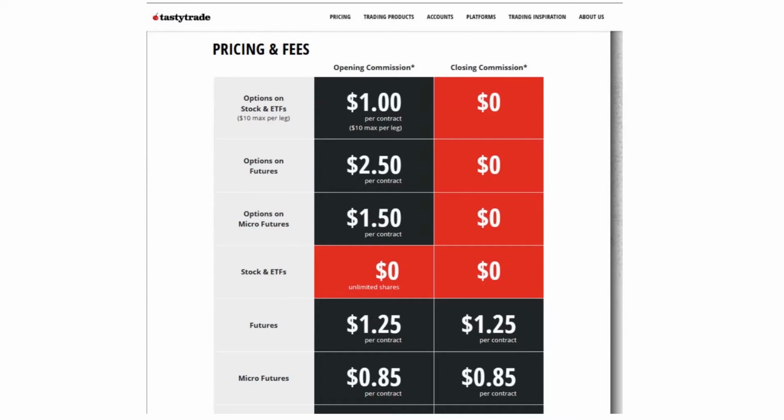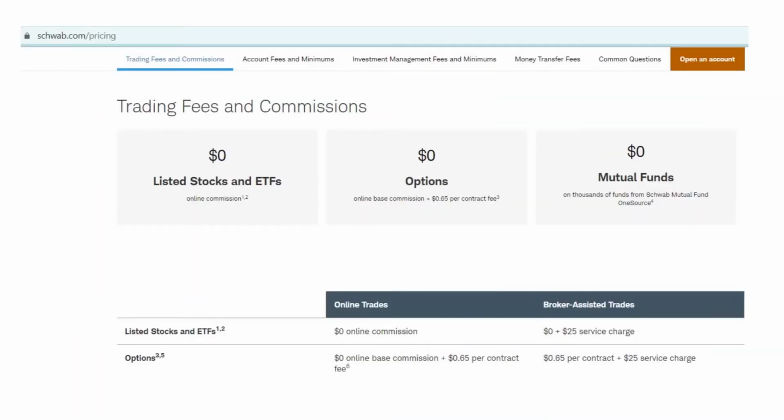The pricing is excellent at $1 per contract and $0 to close trades, with a max of $10 per leg no matter how many contracts. No other broker currently has that cap, plus no fees to call the trade desk. I looked at Schwab to compare and I saw $0. So I thought, wow, Tasty isn't the best cost? Now get this, I'm not kidding.